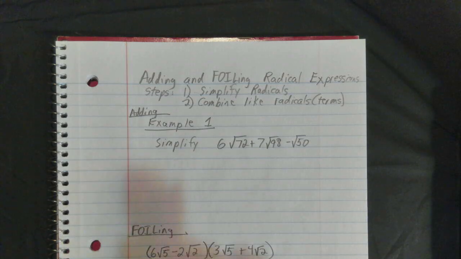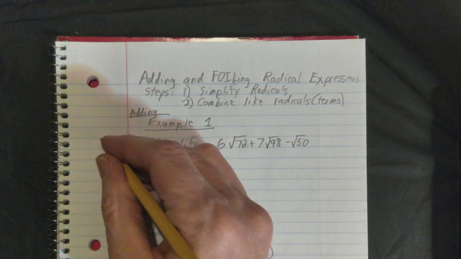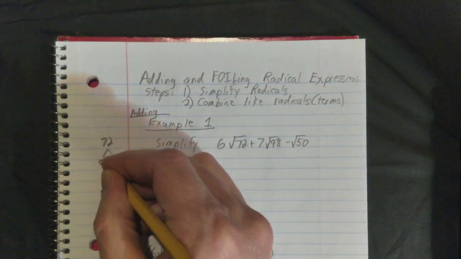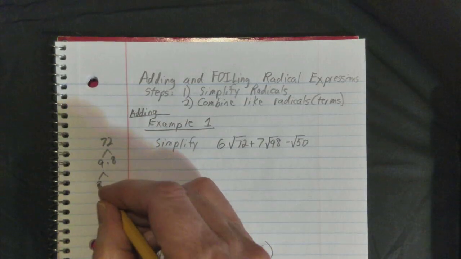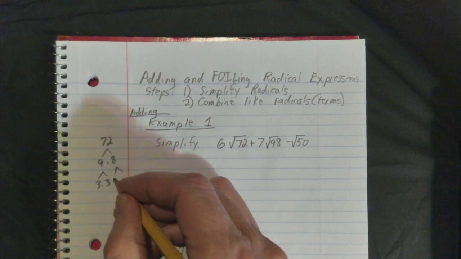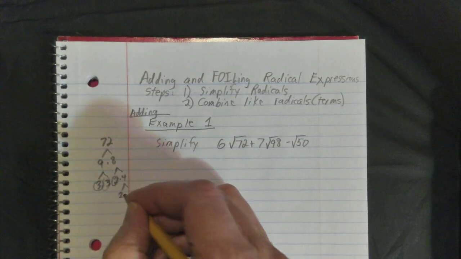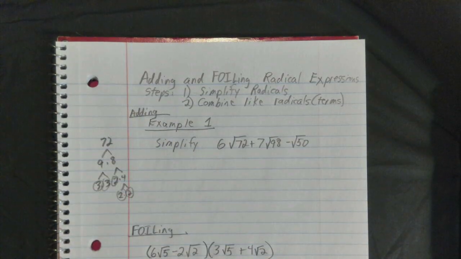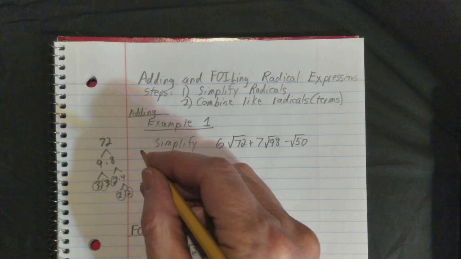I just have two examples for this video. So the first thing is 6 radical 72. I'm going to split up 72. That's 9 times 8. And that's 3 times 3. 8 is 2 times 4. These are prime, and 4 is 2 times 2. So that's the prime factorization of 72. So just that part right there.